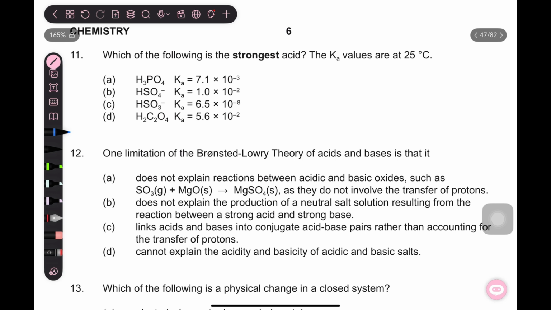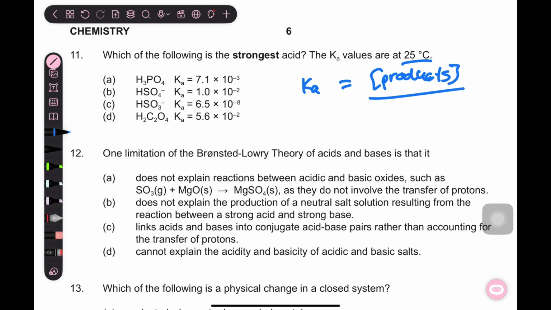Okay, once again, this is testing our knowledge of what determines how strong an acid is. So they're all at 25 degrees, so we're pretty much just looking at what is the highest Ka value. The Ka value is equal to the concentration of the products divided by the concentration of the reactants.